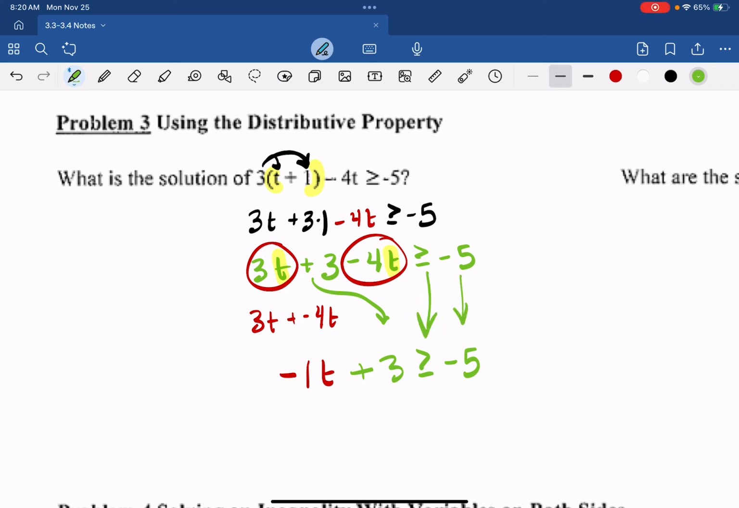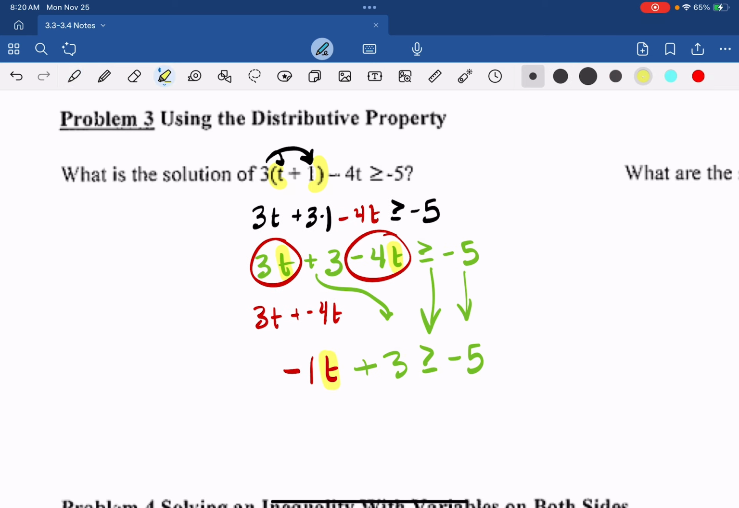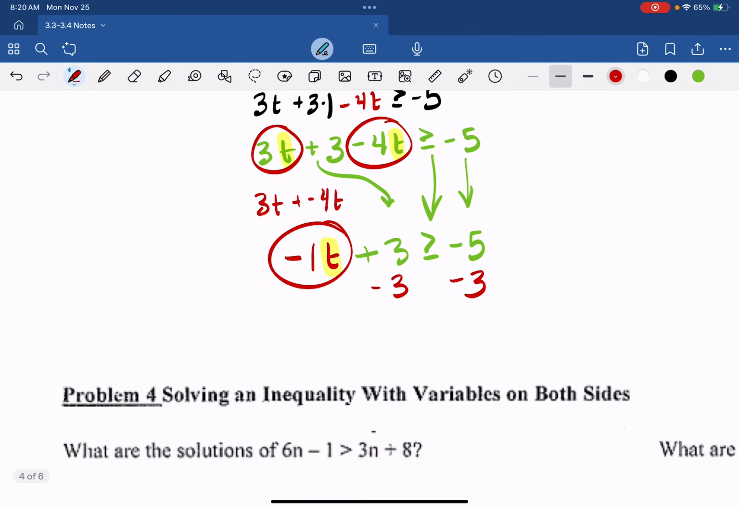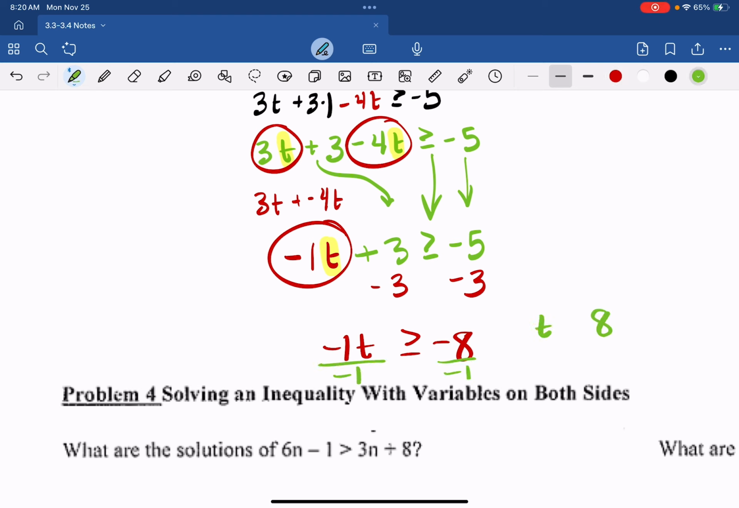And now this problem is starting to look a lot like what we did on the last page. Okay, so again, my goal right now is to get t by itself. So I'm going to subtract 3 from both sides, because again, my variable cluster is last. So I have negative 1t is greater than or equal to negative 8. Now I'm going to divide both sides by negative 1. So I have t, I have an 8. And now look at what I'm dividing by. Oh, it's a negative, which tells me this sign right here needs to flip.